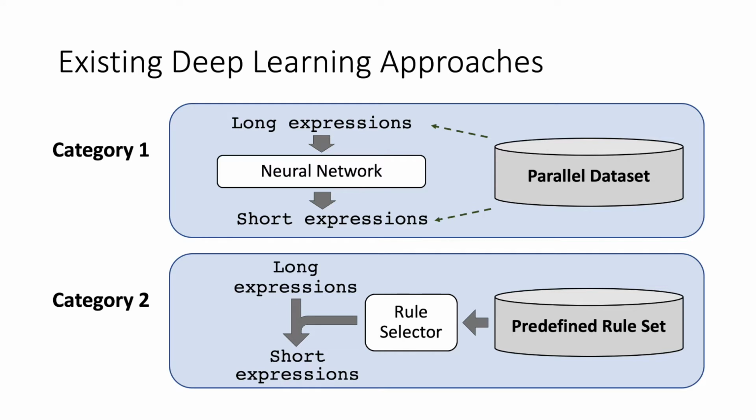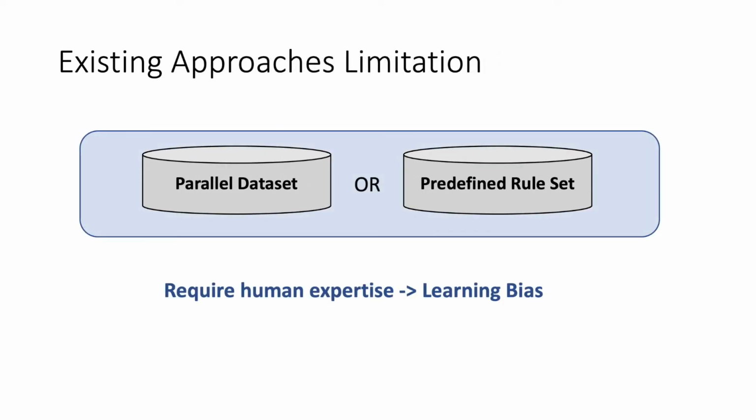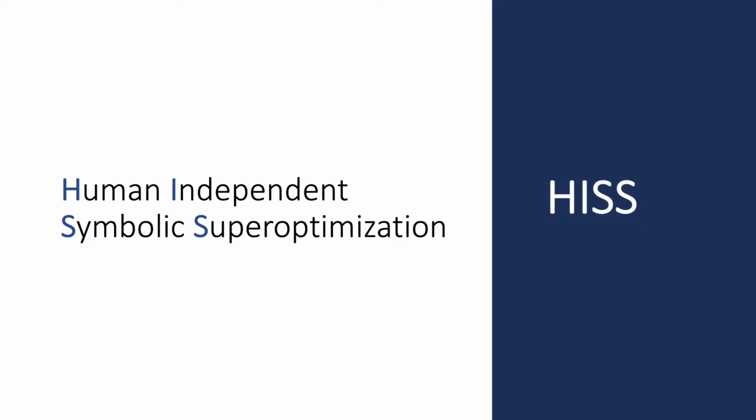As you can see, there is a common limitation in both types of existing works. They both require some human predefined equivalent pairs or rules. However, over-relying on human expertise can lead to a learning bias, because it is impossible for humans to exhaust all necessary equivalent rules. Motivated by this, we propose Human-Independent Symbolic Superoptimization, or HIS, which is a reinforcement learning framework for symbolic superoptimization that does not rely on human knowledge.